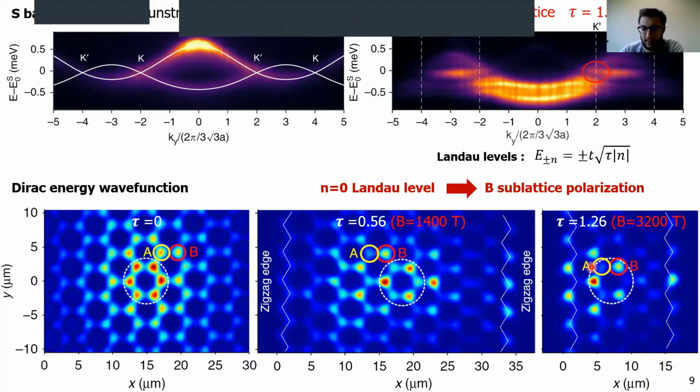So this B sublattice polarization is the main signature of the n equals 0 Landau level under synthetic magnetic field. Okay, so we can see this n equals 0 Landau level, but we cannot see higher order Landau levels because of the line width, and of course we cannot see the propagative edge states that lie in between. So we can go to the p-bands, because in the p-bands the hopping is larger, so we will have more energy space between Landau levels, so maybe we can see something.